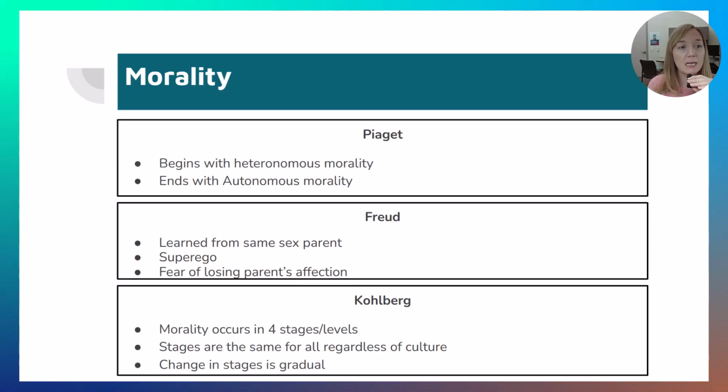The first one being Piaget. And if you haven't taken child development, Piaget is a child development theorist, and he has a lot of understanding of how children develop in stages. So when he looks at morality, he looks at it as kind of two different sides.